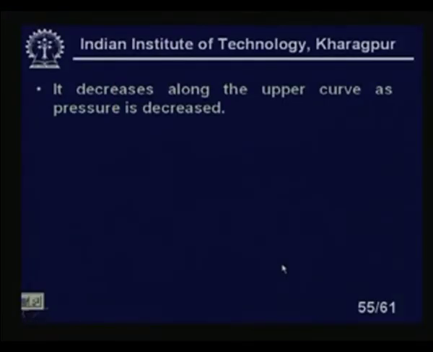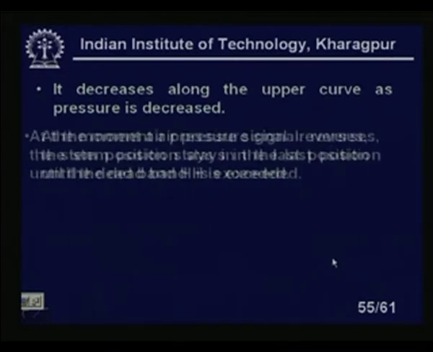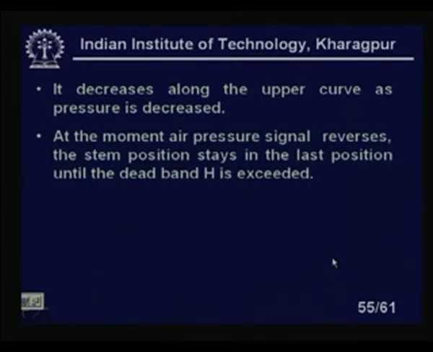It decreases along the upper curve as pressure is decreased. As the moment the air pressure signal reverses, the stem position stays in the last position until the dead band H is exceeded. Unless I cross H, the dead band of the pneumatic signal, it will not react. After that, it will start to react, both when the stem is moving up and moving down. Might be this H is small, whatever we have shown is to help you understand nicely, but H usually is quite small, even if you do not use a valve positioner.